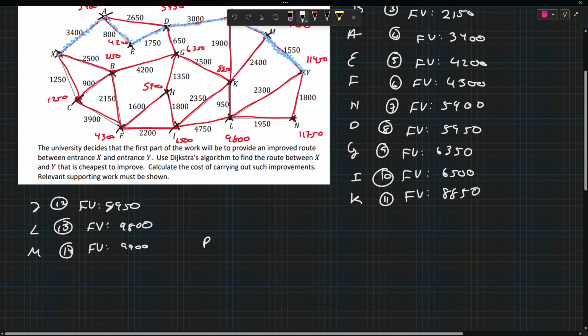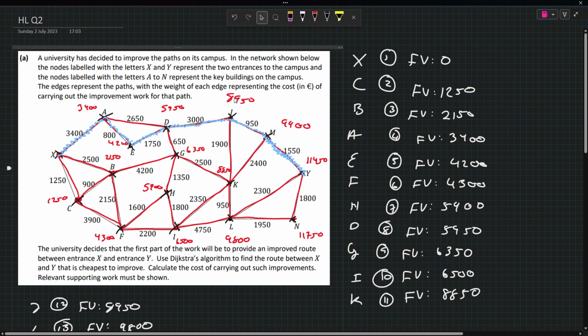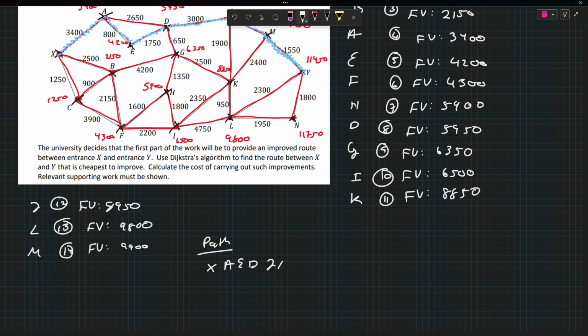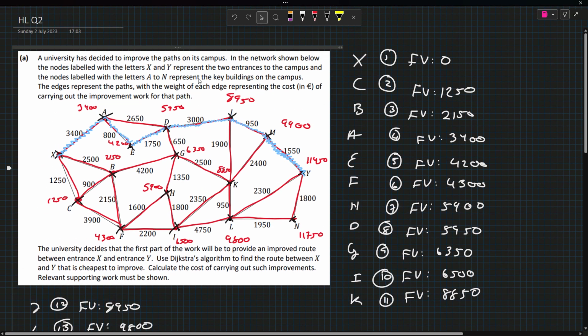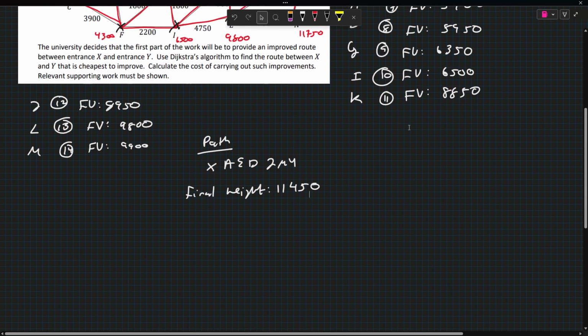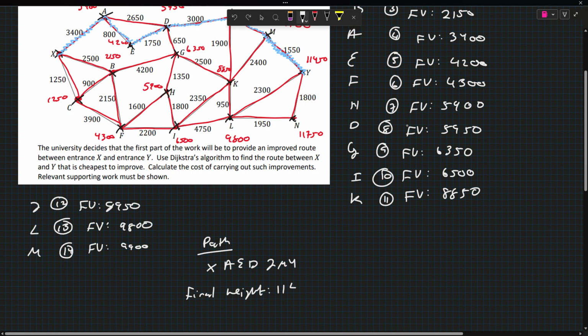We now have to follow where that's going. So the optimal path is X A E D J M Y, and the final weight is 11,450. Doesn't give us any units. Cost in euro, so I'll just rewrite that. So the cost in euro is 11,450 euro.